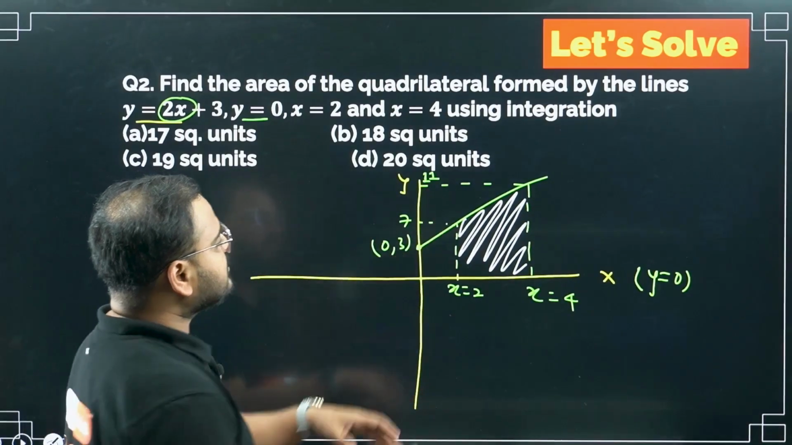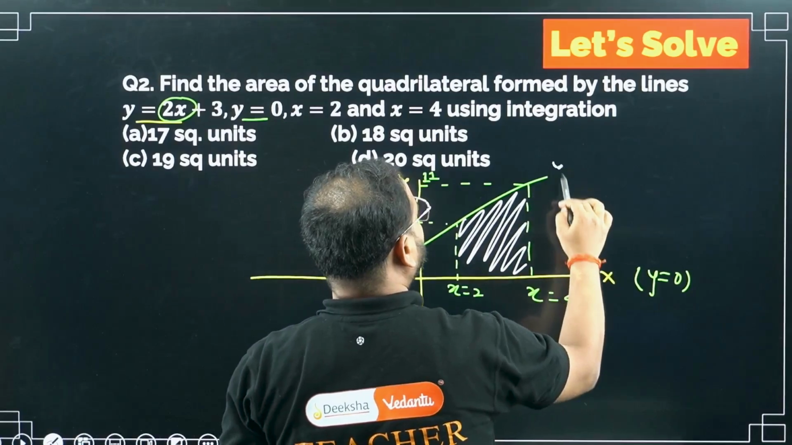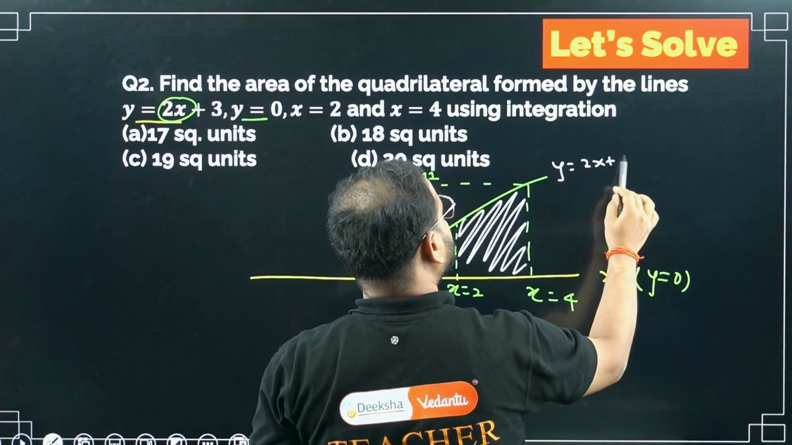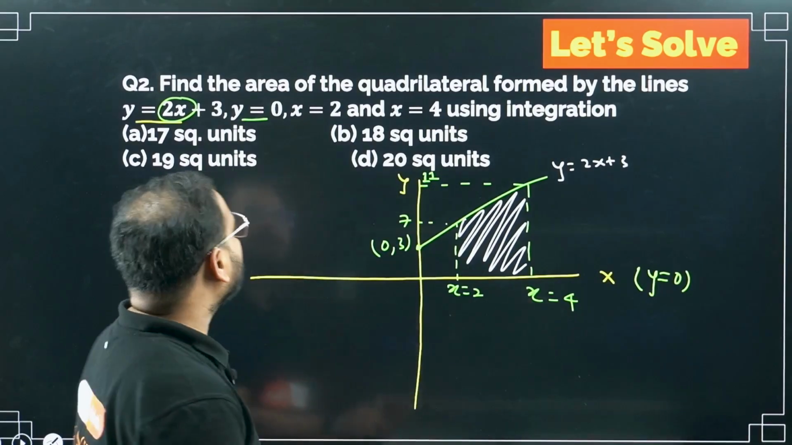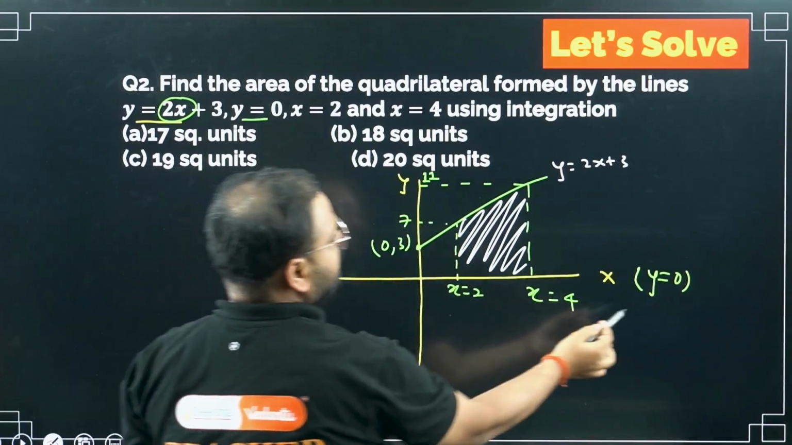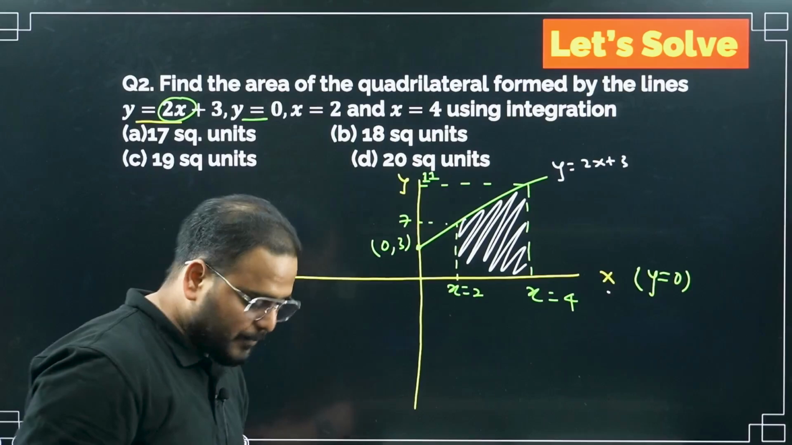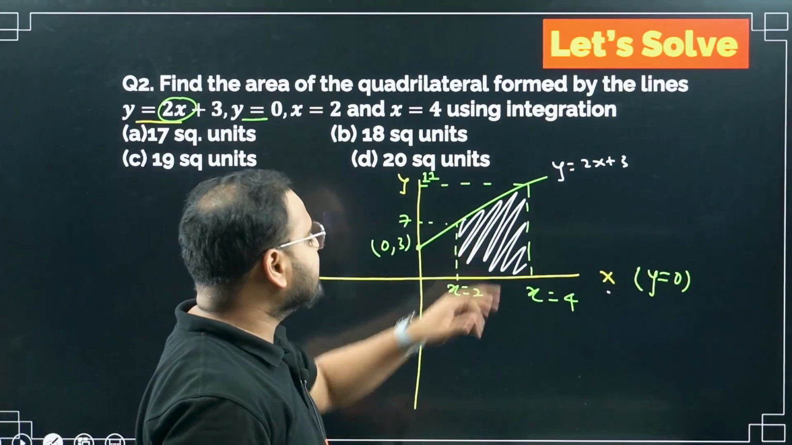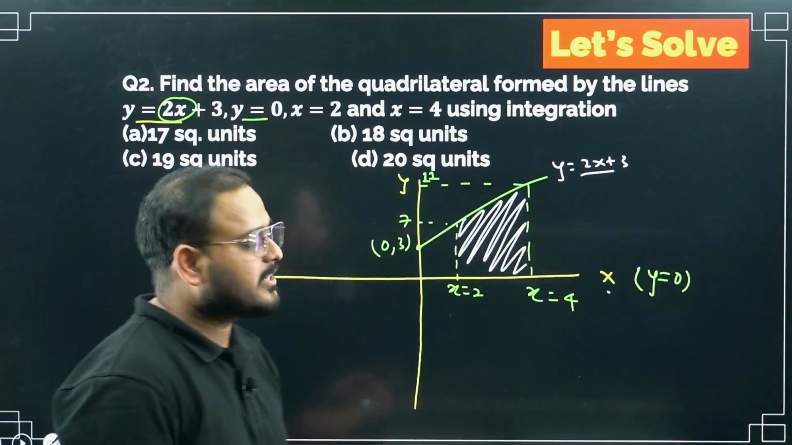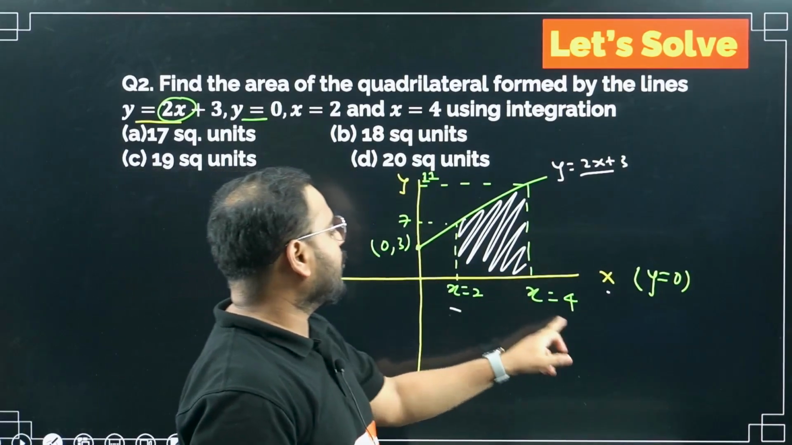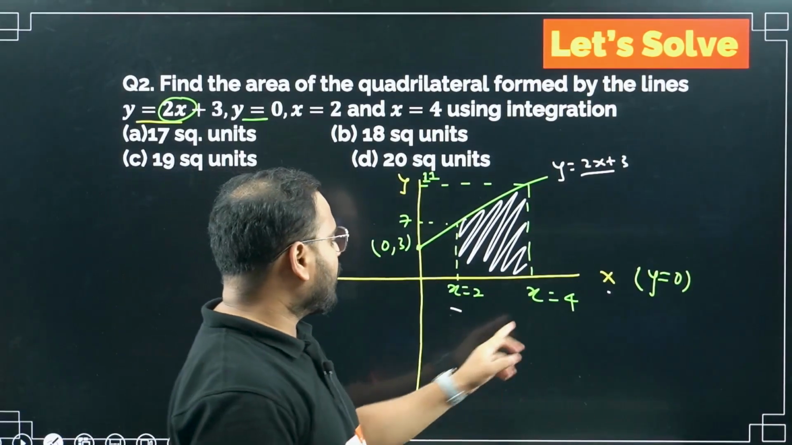How come, sir? What is this line? y equals 2x plus 3. x equals 2 and x equals 4 are the boundaries, and one more is y equals 0. And what is this line? y equals 0, simply the x-axis. Alright. So we have to find this area. If I integrate this function 2x plus 3 from where to where? From 2 to 4, my job is done.